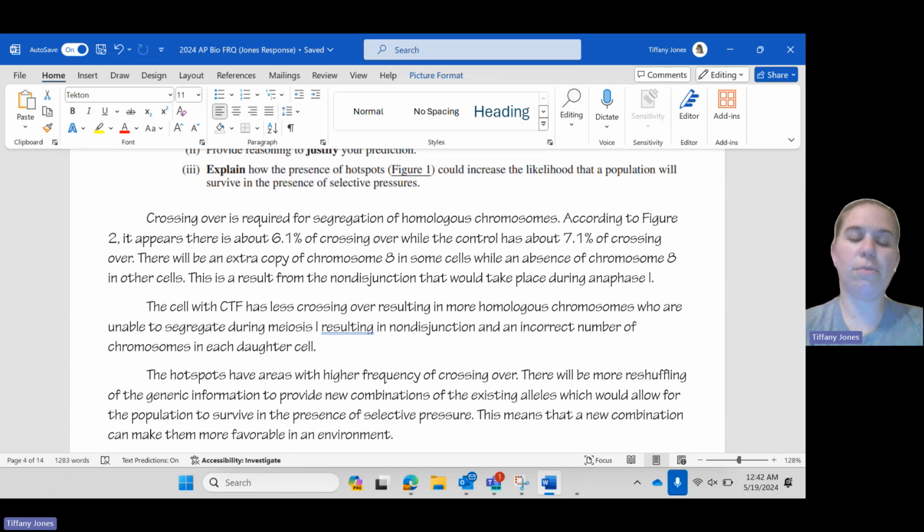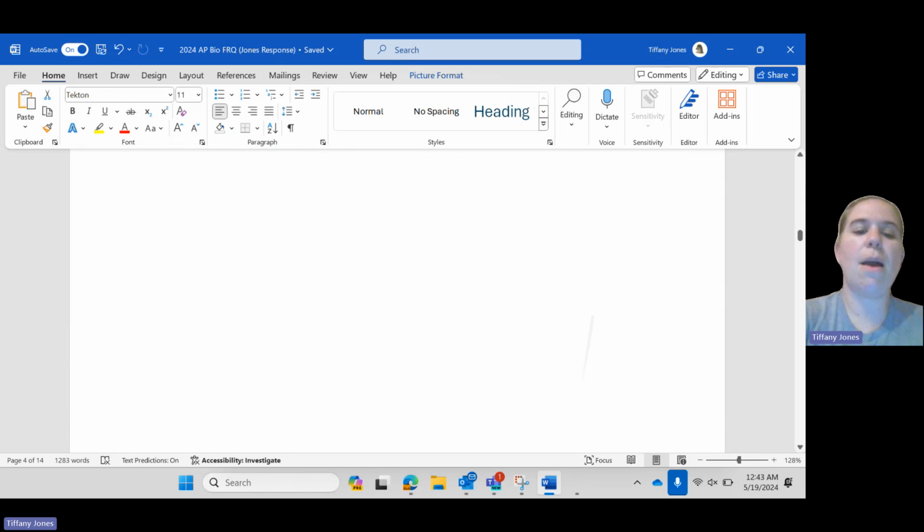And then part B3, it talks about the presence of these hotspots increasing the likelihood the population will survive in the presence of selective pressures. Having the hotspot increased the amount of crossing over. It had a high frequency of crossover. Crossing over is going to reshuffle the genetic information and give you new combinations. Those new combinations could allow an individual to be more favorable. Once that individual is more favorable, the population is going to change and have that favorable trait. So that was number one.